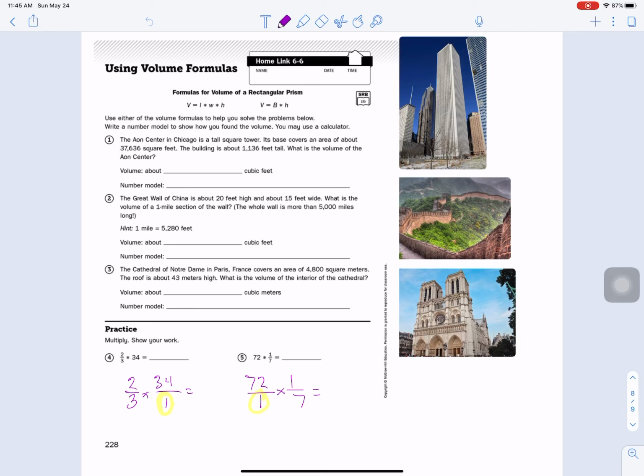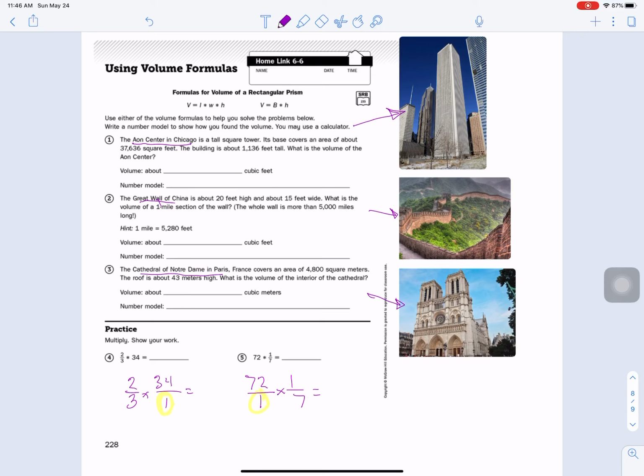Today, we're going to explore volume. And actually, we're going to explore this tomorrow as well. I've got a couple or three different structures from the world. One is the Aeon Center in Chicago, that's this tall square tower right here in the middle. This is also the Great Wall of China right here. And the Cathedral of Notre Dame in Paris is right here.